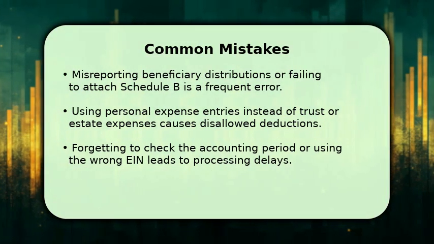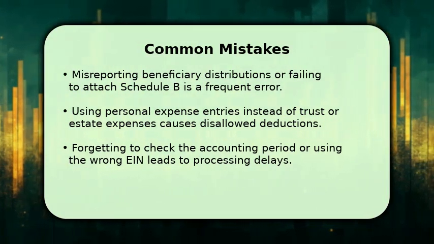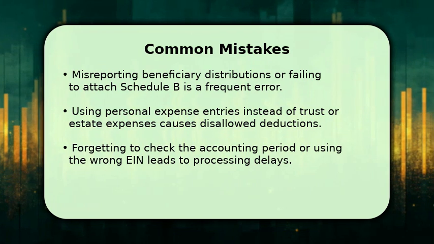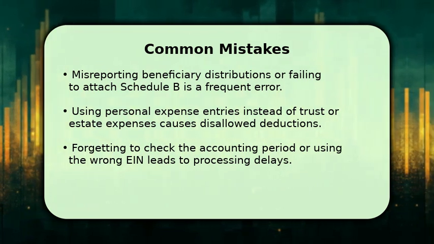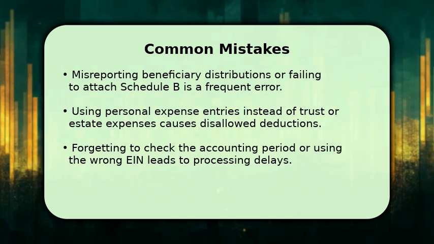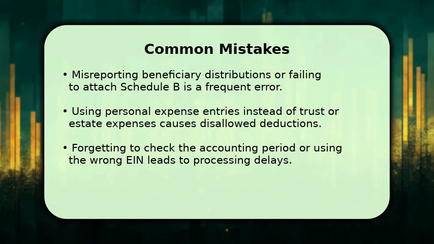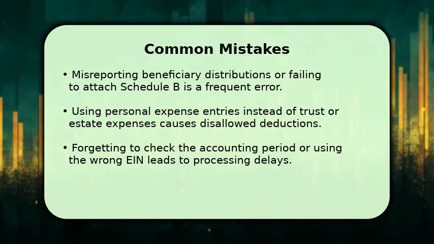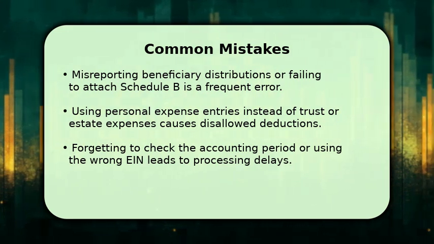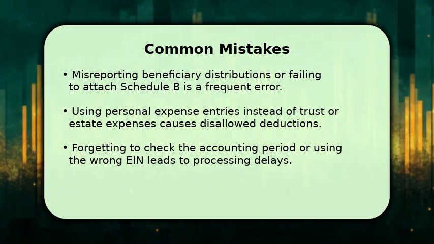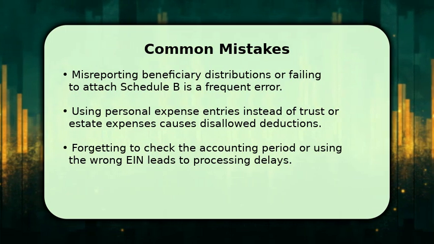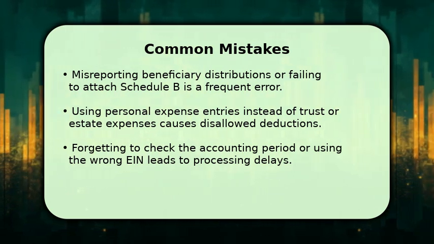Watch for common mistakes like misallocating distributions, mixing personal expenses with estate expenses, and omitting required schedules or statements. Verify the accounting period and EIN, match official documents to avoid delays, and confirm totals from income statements and bank records. Use checklists to ensure each attachment is included and reconciled. Correcting errors early prevents penalties and simplifies beneficiary communications when the estate or trust closes.